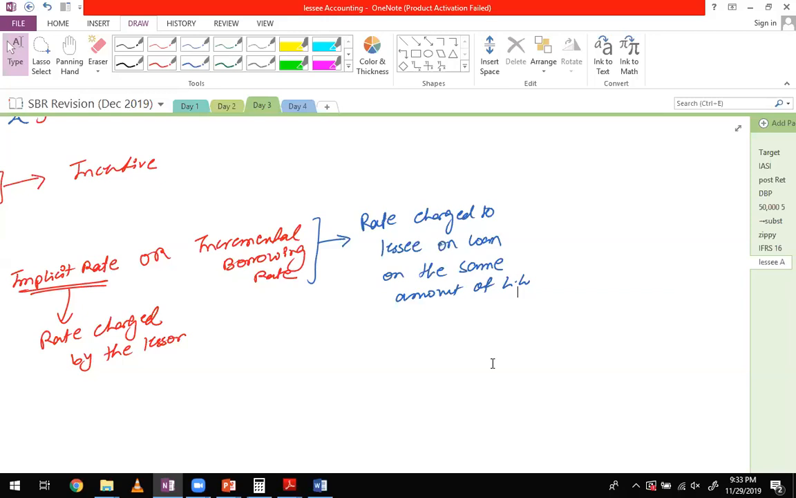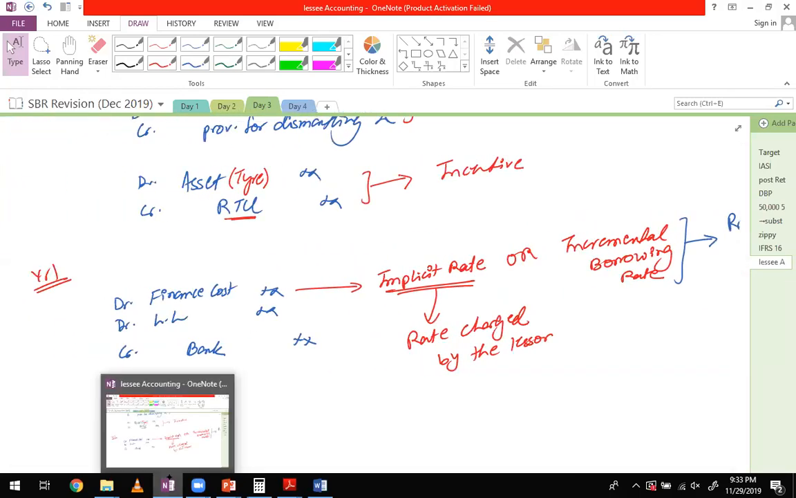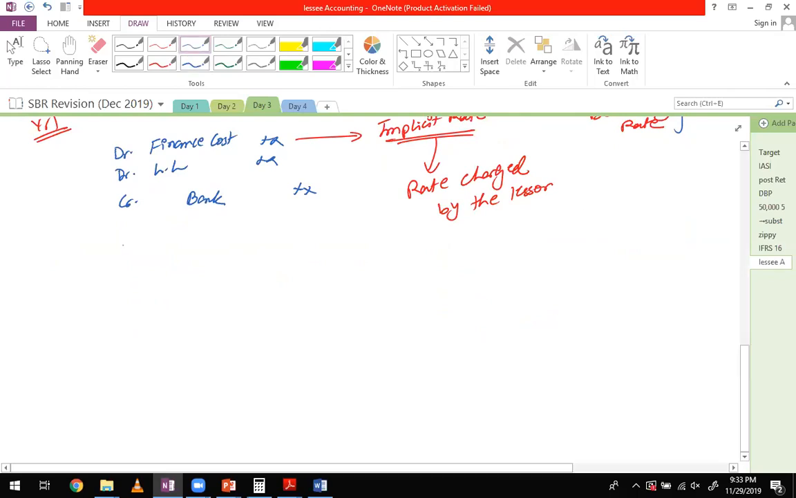So the lessee should calculate the interest expense based either on the implicit rate or on the incremental borrowing rate. Plus, the lessee should also charge the depreciation expense of the right to use asset. So the depreciation expense will be debited and the right to use asset will be credited. So in this case, we are going to charge the amortization expense as the depreciation expense debit and the right to use asset credit.